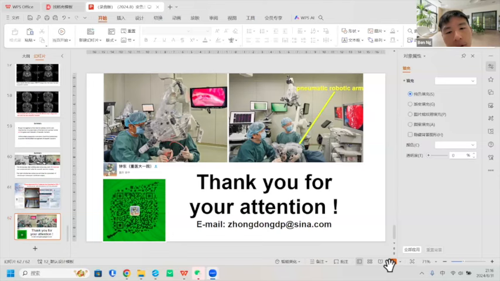First of all, during your operation, how do you compare using the robotic arm for the endoscopic holder versus your assistant holding? In my experience, I find it is very steady using the endoscopic holder. But how about in your experience?